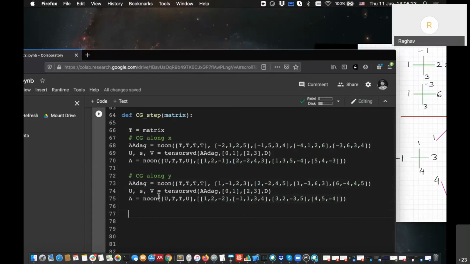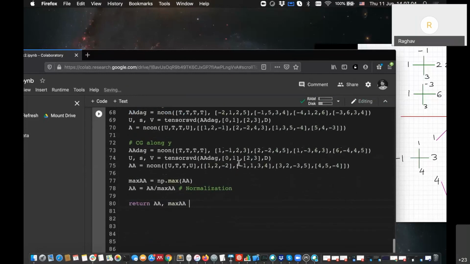So now we are done, and as I promised you, we have to divide this by the norm. So how do we divide it by the norm? Let's call this AA. So A is after coarse graining along X, AA is after coarse graining along Y. So we take the maximum of AA, and we divide it by max of AA. This is the normalization step. And then we return two objects, AA and max AA. Right. This is one step of coarse graining.